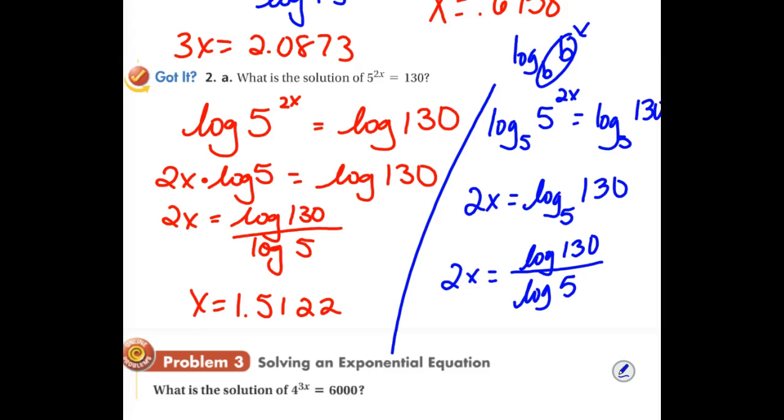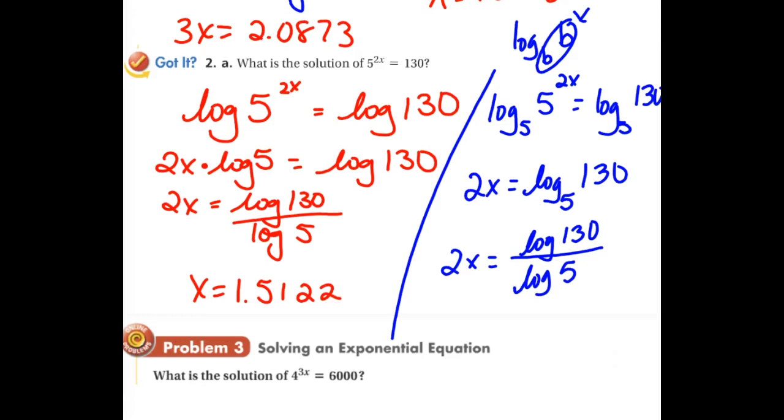I don't care which method you use. If you want to pick the appropriate base here so that these drop out, you certainly can. You end up in the same spot. Okay? All right. I'm going to pause the recording. I want you guys to try this one.